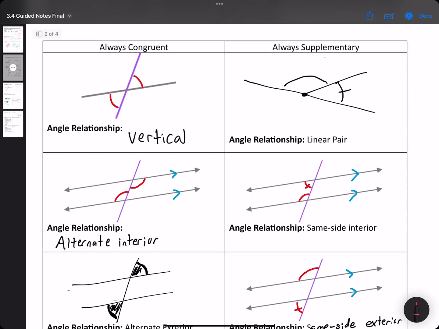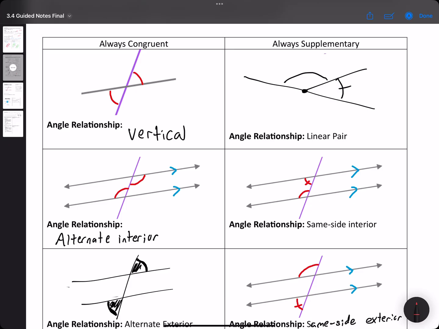Here are the answers. This angle relationship is called vertical. Vertical has nothing to do with whether things are up and down, side to side, whatever. It has nothing at all to do with that. It's just the same word being reused in a different place. Vertical angles are basically opposite from each other.